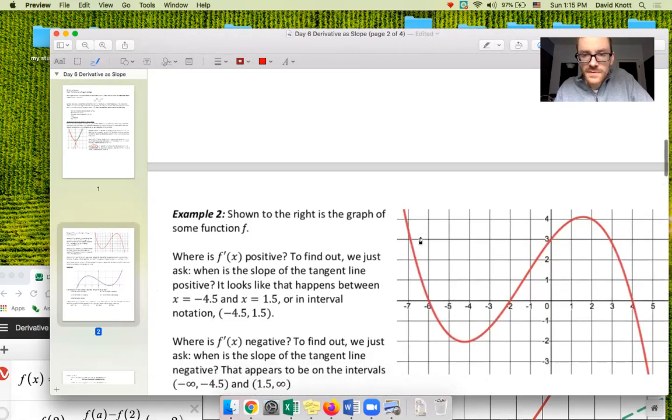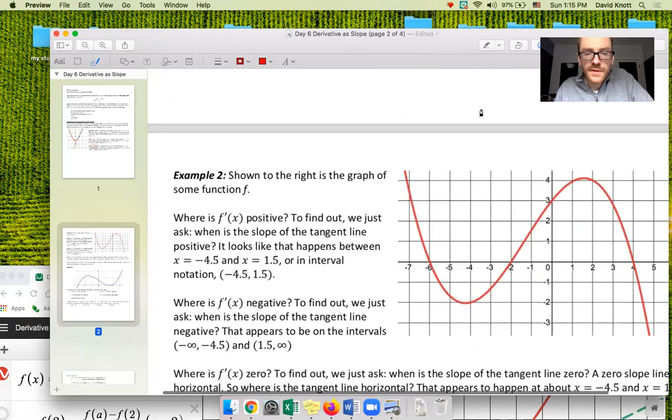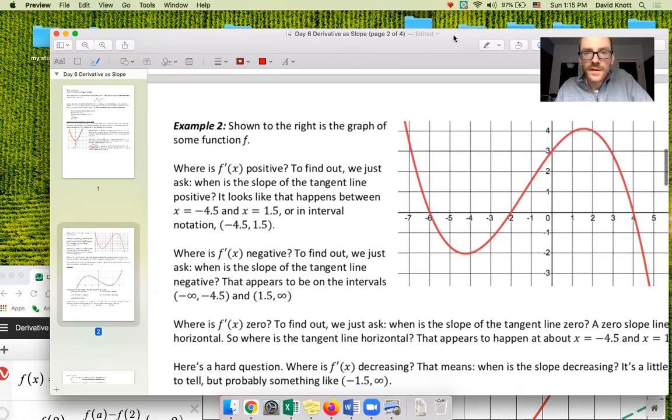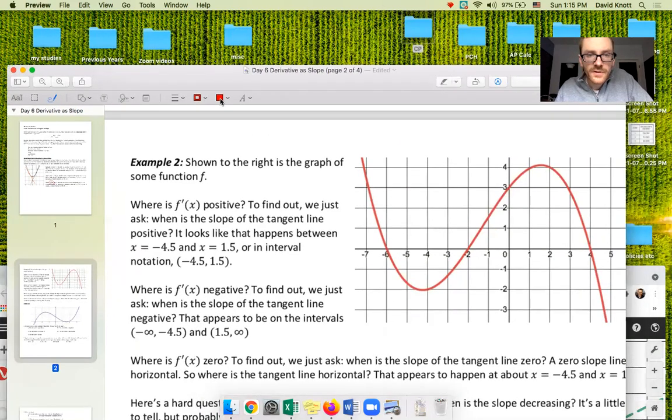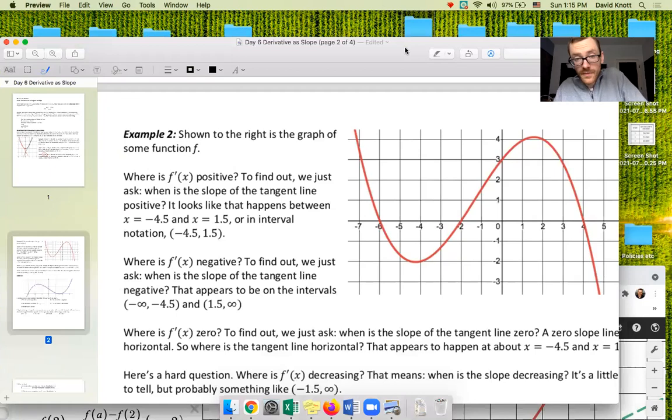Okay, so let's move on to a little bit of a harder problem, and this is the last thing that I'll do in today's video. I think I want to change to a different color though. So here I've got the graph of some function. I don't know what the formula for this thing is. No idea what the formula is. All I have is a graph. And I'm just asking a few questions about it.